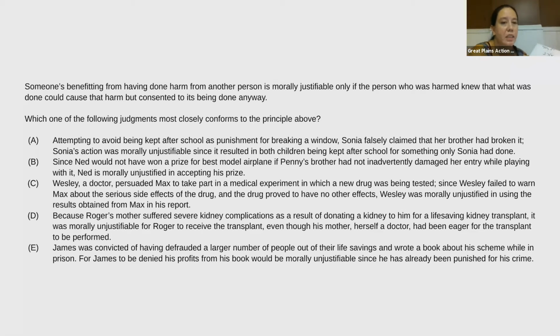So A says, attempting to avoid being kept after school as punishment for breaking a window, Sonia falsely claimed that her brother had broken it. Sonia's action was morally unjustifiable since it resulted in both children being kept after school for something only Sonia had done. All right. Well, that doesn't seem to mention either knowledge or consent, so we can try to move past that one.